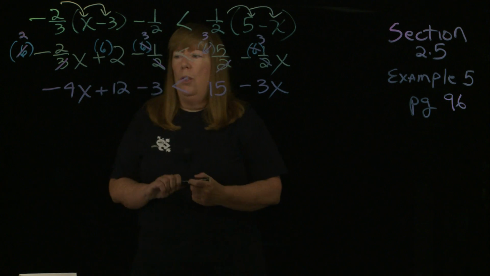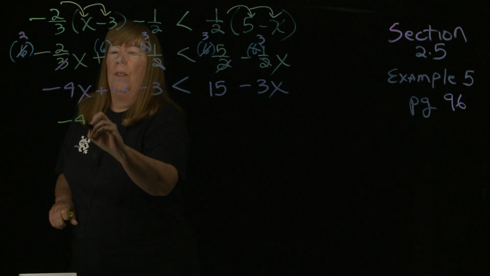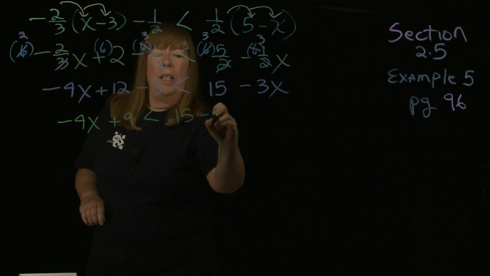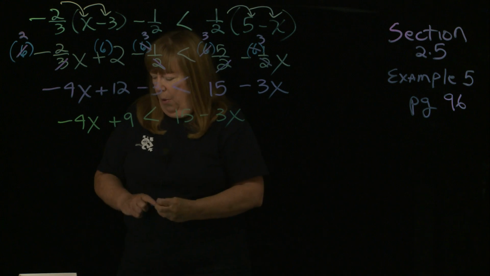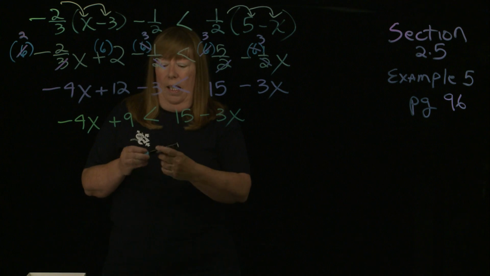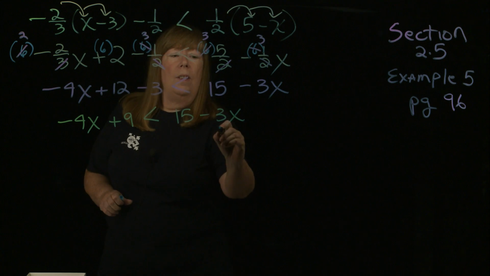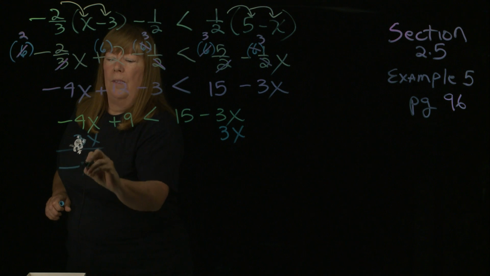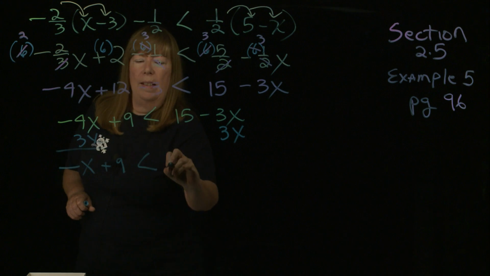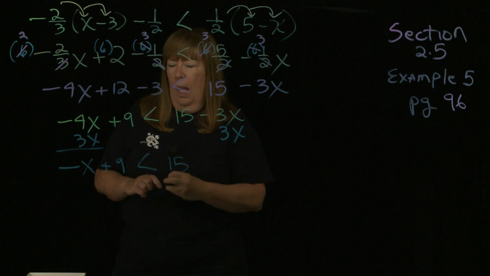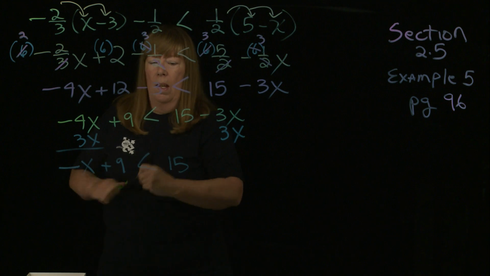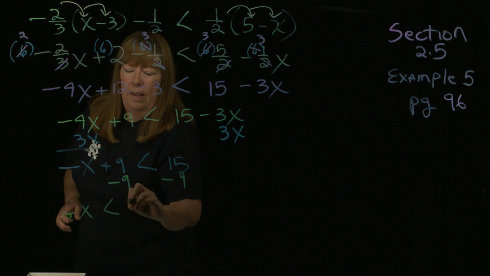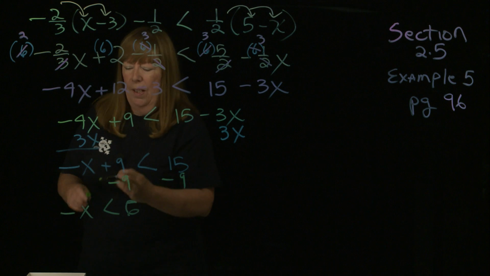On the left, we need to collect like terms, and we'll have negative 4x plus 9 is less than 15 minus 3x. Now we're just trying to get the x's on one side, get everything else on the other side. So let's add a 3x. Now we have negative x plus 9 is less than 15. And we want to get rid of that 9. So let's subtract 9 from both sides. And negative x is less than positive 6.